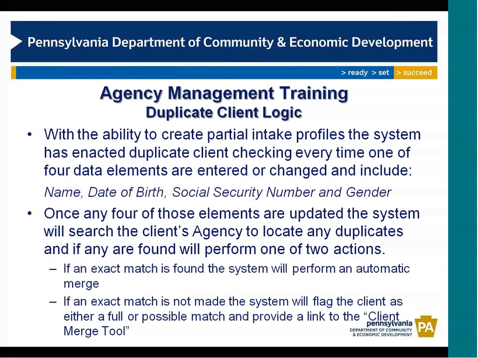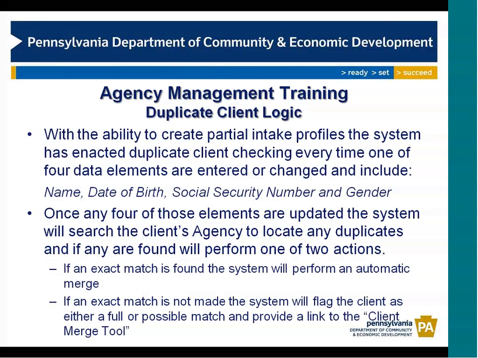Currently, in the system as it is right now before the release, we only have duplicate checking when the client is created, and that's because we collect everything up front. We've got enough information to find it. Now with the ability to create partial profiles, in certain circumstances we're not going to have enough data to properly identify any duplicates in the system.